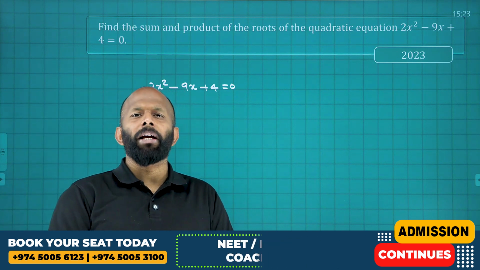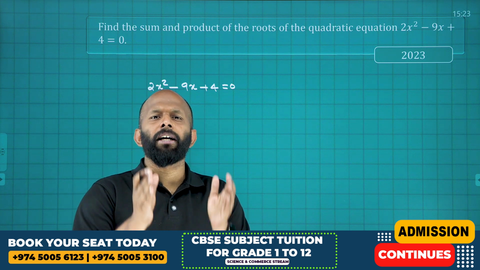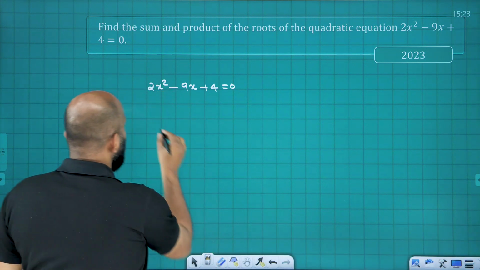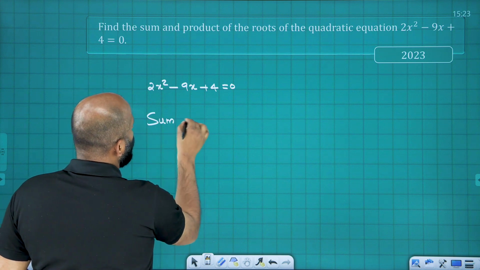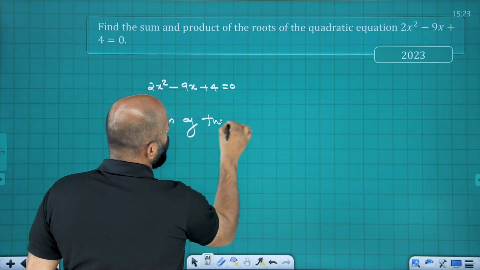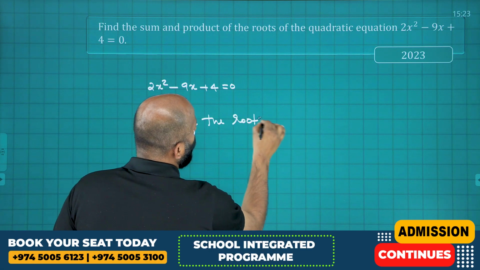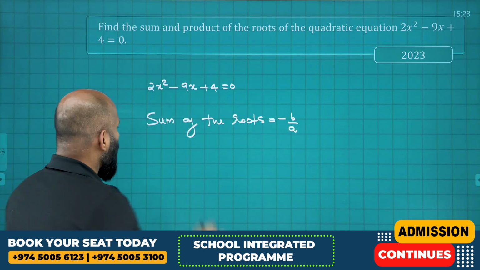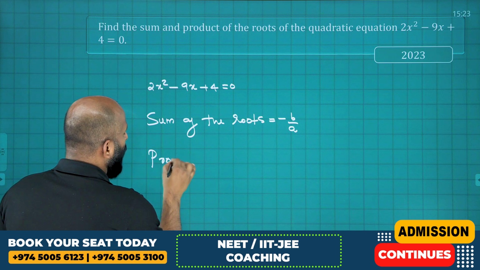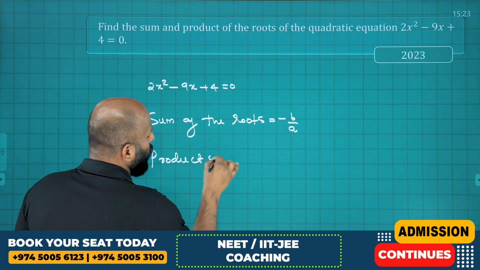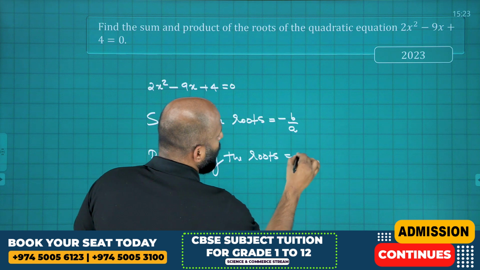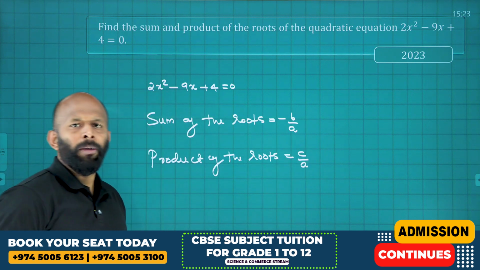In the polynomial chapter, you have studied how to find the sum of the zeros and the product of the zeros. So here the sum of the roots is equal to minus b by a, and the product of the roots is equal to c by a.